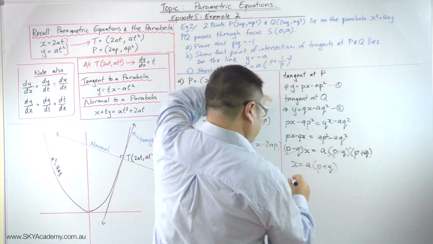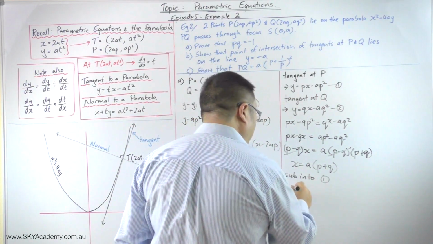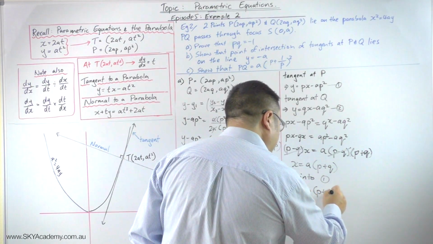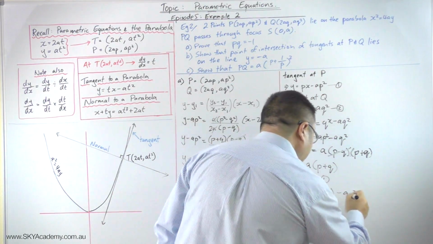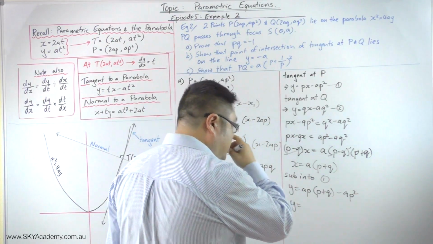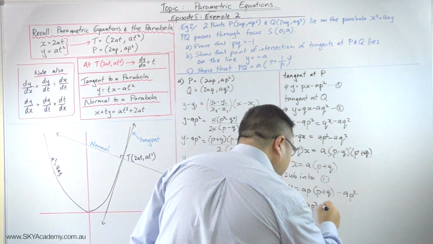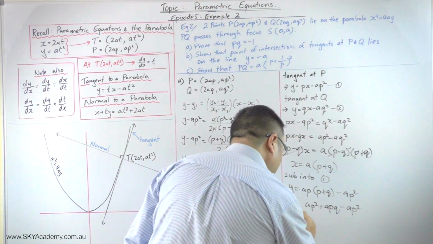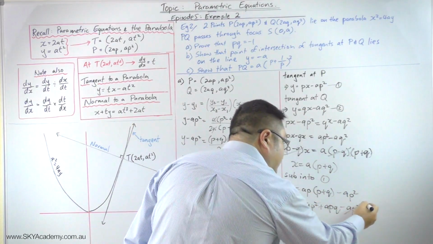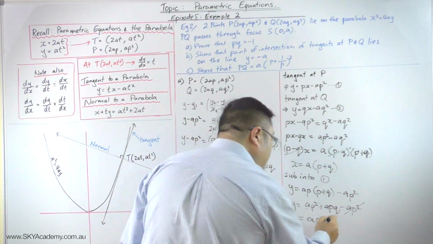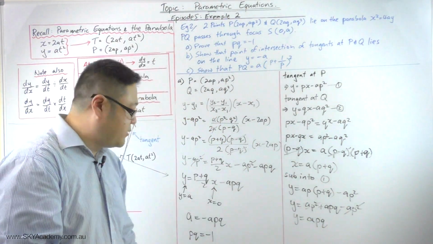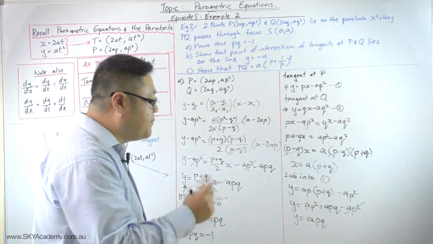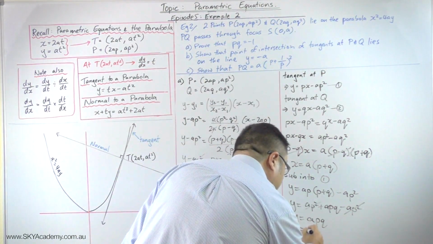So let's substitute into equation 1, and you should get y is equal to ap(p + q) - ap². So y is equal to ap² + apq - ap². That cancels with that, which leaves you with apq. Now, what did we say pq is equal to from the last example? pq is equal to -1, right? So we substitute that in, and what we end up with is y is equal to -a.